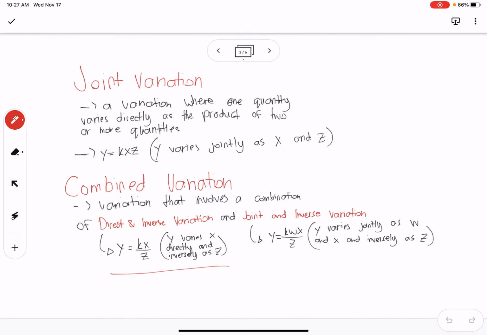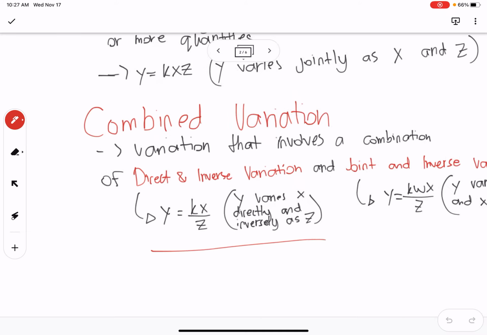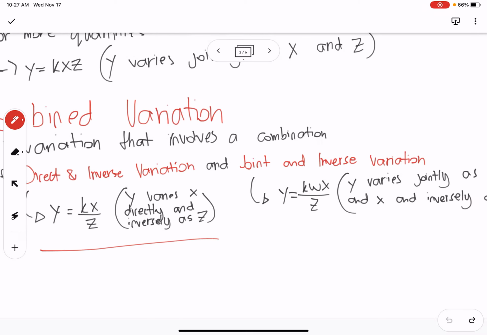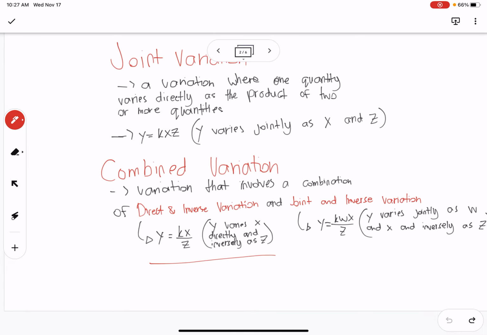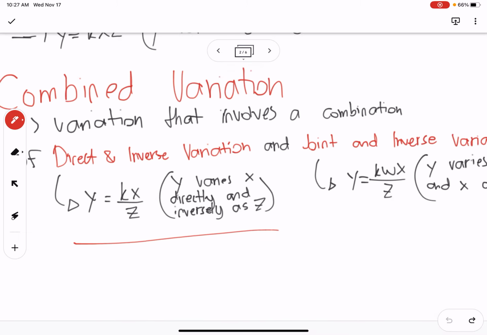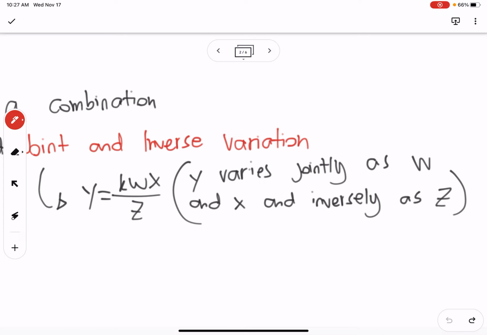We also have combined variation, which contains two types. We have direct and inverse, and joint and inverse. Direct and inverse variation is read as y varies directly as x and inversely as z. For joint and inverse variation, we have y varies jointly as w and x and inversely as z.